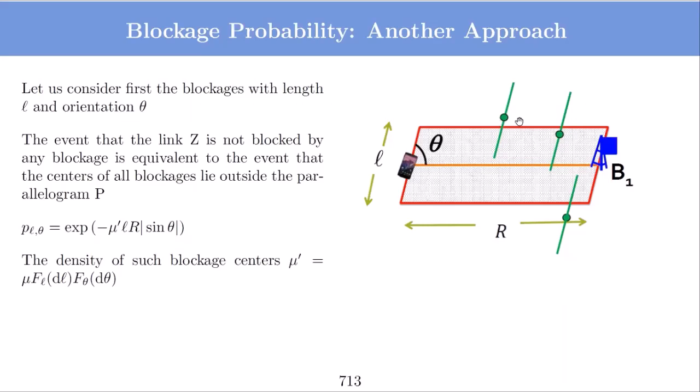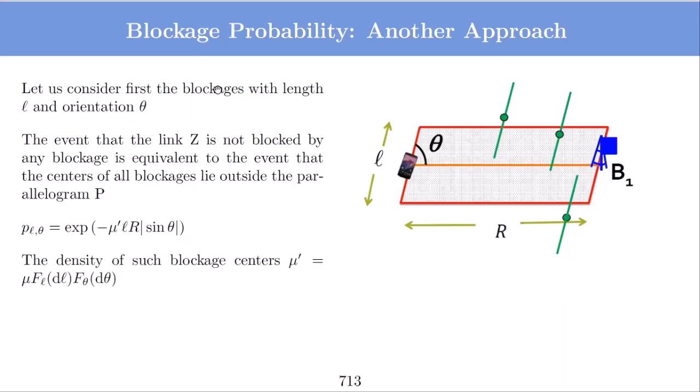And if the centers are PPP, the probability that none of them fall inside a set is given by the void probability of that set, which is equal to exponential minus mu into size of A, which is the area of A. So the area of A will be given by L R sine theta. So the probability that none of the blockages fall inside this is given by e to the power minus mu L R sine theta. Okay. And here mu is the density of these particular blockages, right?